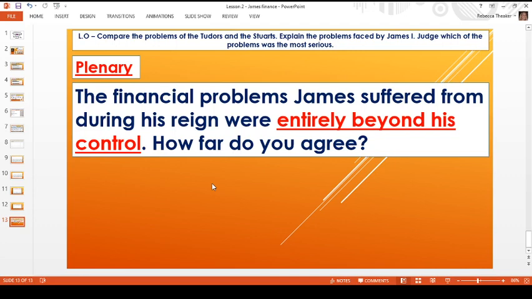So if you are wanting to type this up and send it to me, do it in a little paragraph form. So you want to state your case, give me a line of argument. To what extent do you agree? I agree that his financial problems were entirely beyond his control, or I disagree, or you could also do it as a partial. So I think that some elements were beyond his control, but I also think that other parts were his fault, and then try to give me as much specific evidence as you can to support your point.